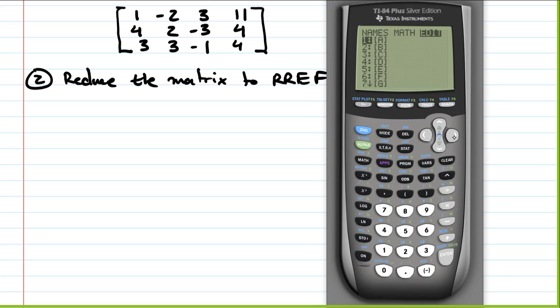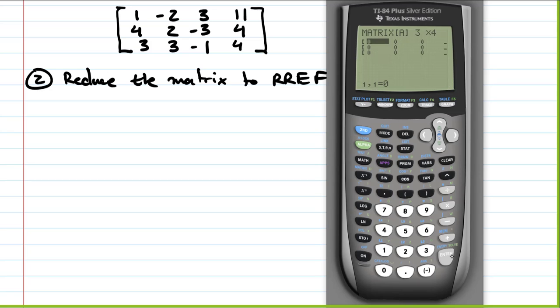If there's things entered in your matrices already, that's fine. You can just edit over them. It's not going to cause any problems. I'm going to choose matrix A. The first thing we need to do is put in the size of our matrix. If it was empty like mine was, it's going to default to a 1 by 1 matrix. Well, ours has 3 rows and 4 columns, so I go 3 by 4. And it will then populate a matrix with zeros of the appropriate size.